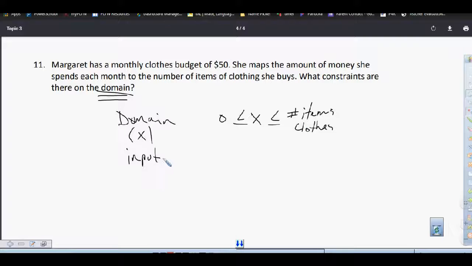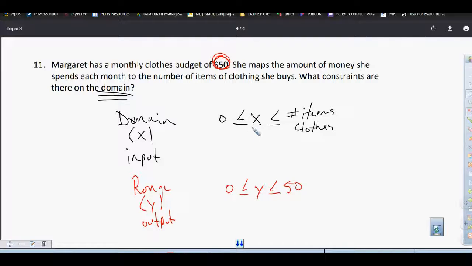And then we've got this y value, this range, or the output, or the dependent variable. And this is going to vary. She can spend no money, or she could spend a maximum. She's constrained by her $50 on the upper end. So that's all that she has. So whatever she's doing here in terms of the items of clothing that she's buying, she's constrained by the $50 that she has budgeted each month. Okay, so that's kind of what we're looking at here in this type of problem.